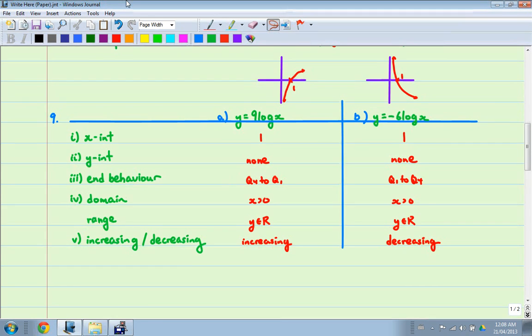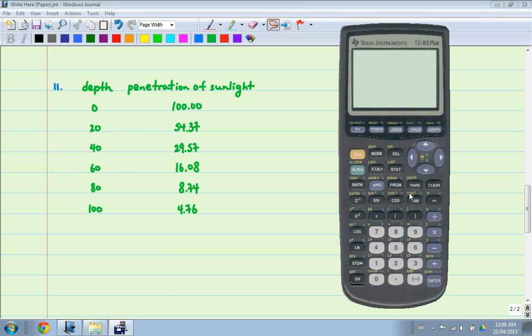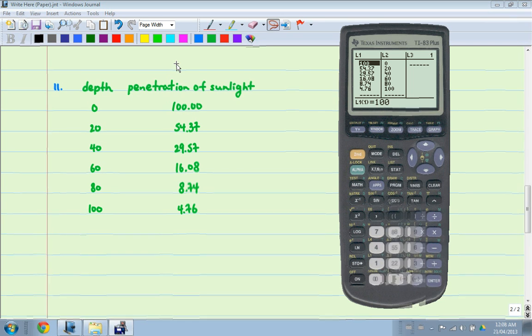Moving on to number 11, which is a question about the depth of water and its relative penetration of sunlight. First thing that we need to do is to set up the list. So you go Stat, Edit, and you will notice that I switched L1 and L2 around. The reason I did that was because the way that it originally was arranged in the question, it will actually be an exponential regression question. But the book specifically says that it should be a logarithmic regression, so therefore the x and y need to be switched around. Unfortunately, the textbook was not very explicit in that regard, so I just want to mention that.